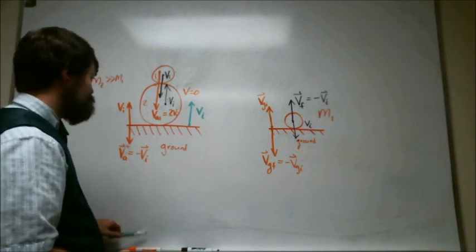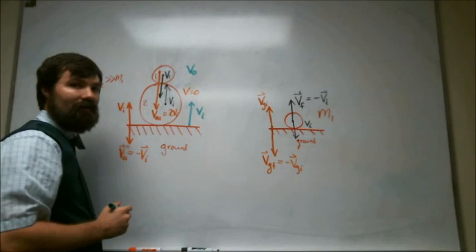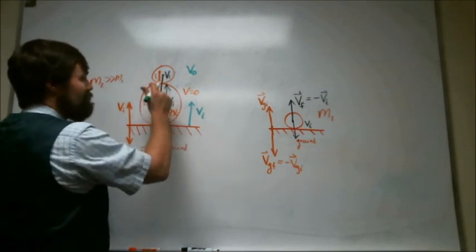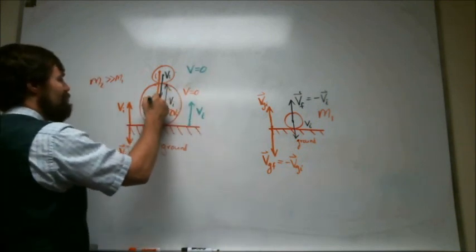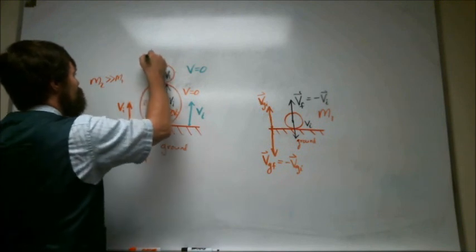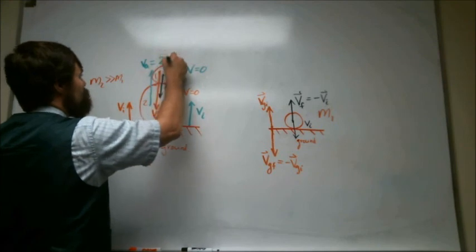And similarly, in the perspective of ball number 1, now instead of this one having 0 speed, this one now looks like it's rushing up to meet ball number 1 with a speed of 2 vi.